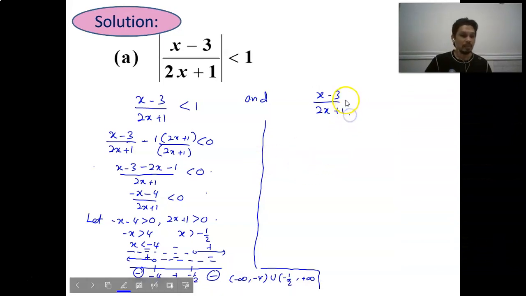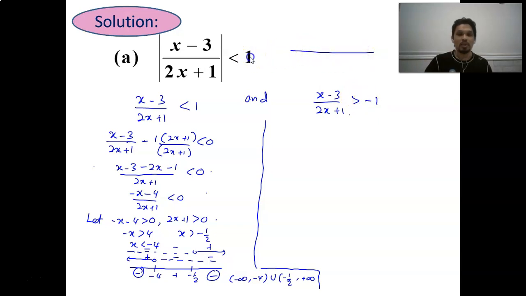And this one here now, (x + 3)/(x − 3)... divided by 2x + 1, is greater than negative 1. So it means that this one, with absolute values, is between negative 1 and 1. It lies in between, the rational function (x − 3)/(2x + 1), which we call a rational function, is greater than negative 1 and less than 1.